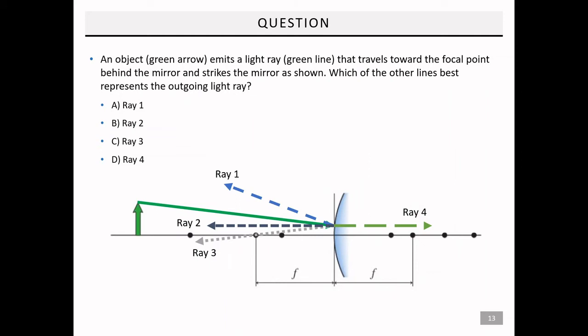Here's a question for you to actually think about. So you have an object, a green arrow. This object is emitting light in all directions. One particular ray is shown in green. This ray heads toward the mirror, and it's heading toward the mirror as if it were going to hit the focal point behind the mirror. Which of the 4 rays drawn represents the outgoing light ray from the incoming green light ray? Think about it, and I will give you the answer during one of our meetings.